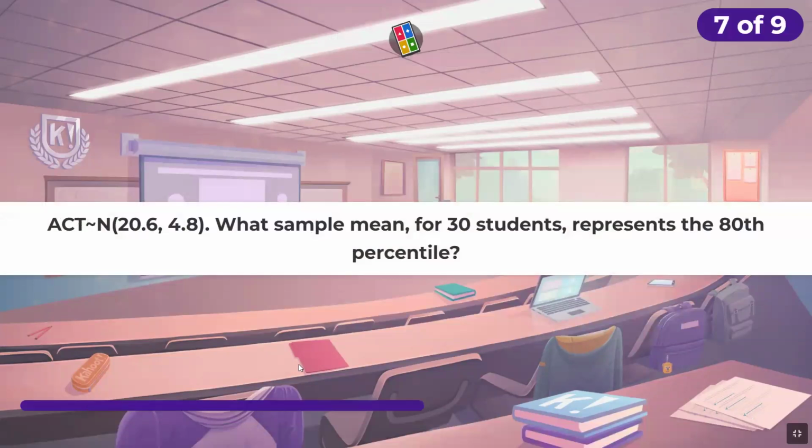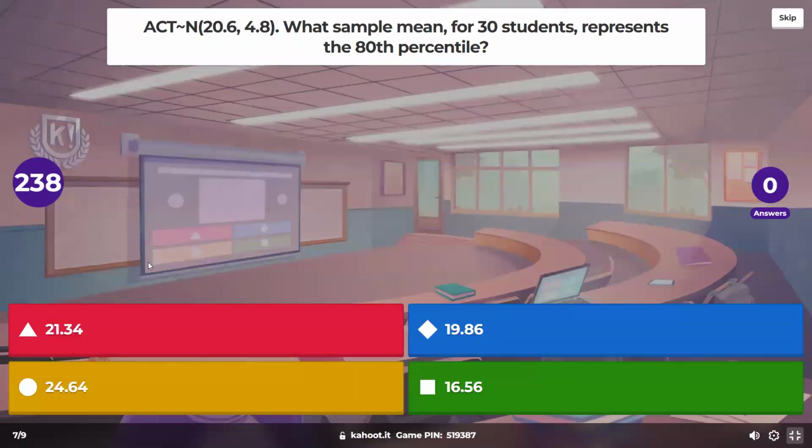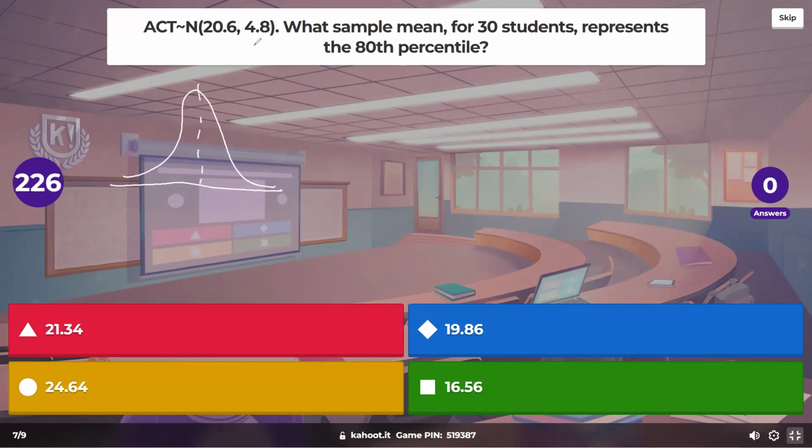What sample mean for 30 students represents the 80th percentile? Now, I gave you a lot of time to do this one, like 4 minutes. So, the 80th percentile. We've got our three distributions here. Let's create those. It's X, X bar, and let's figure out what this is.